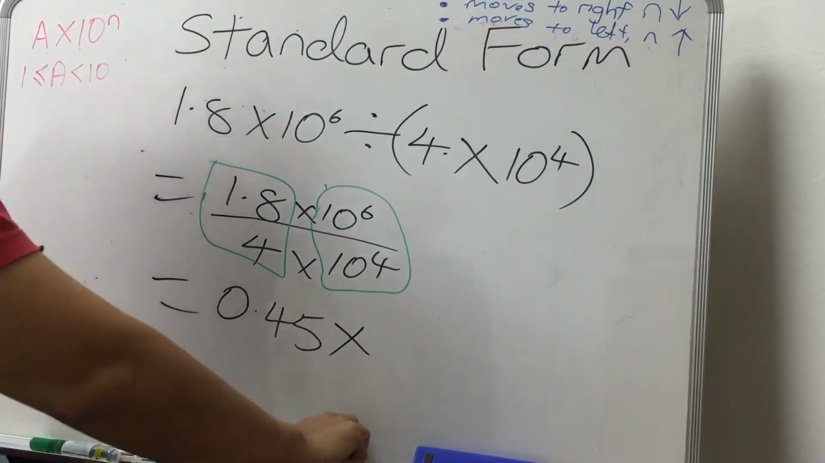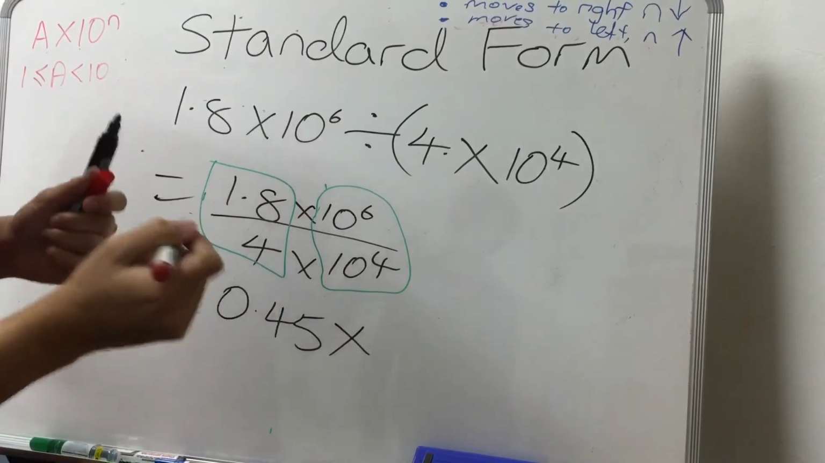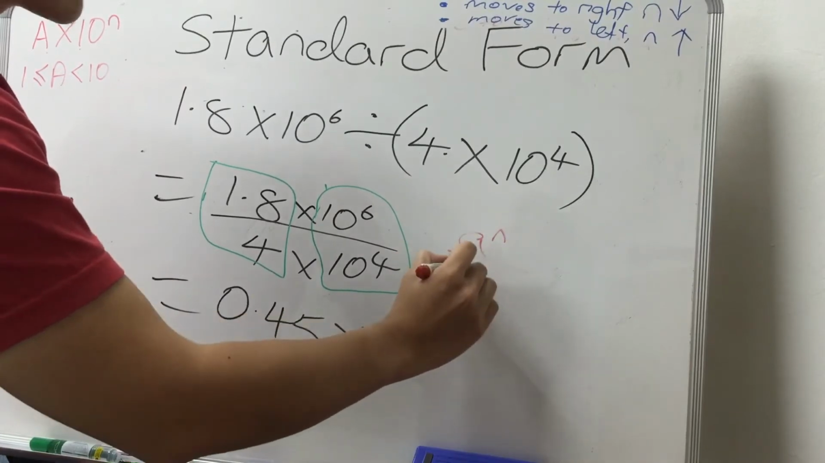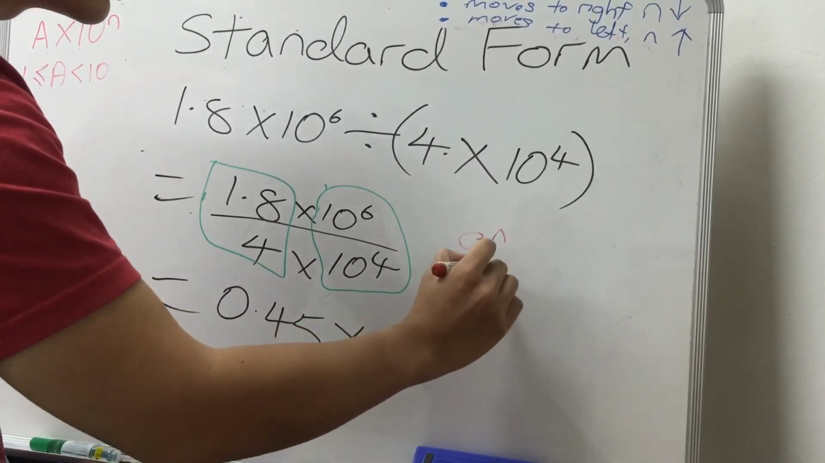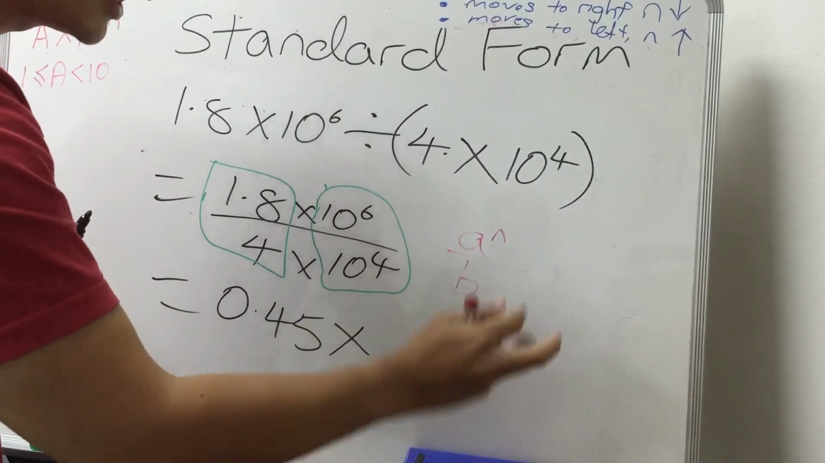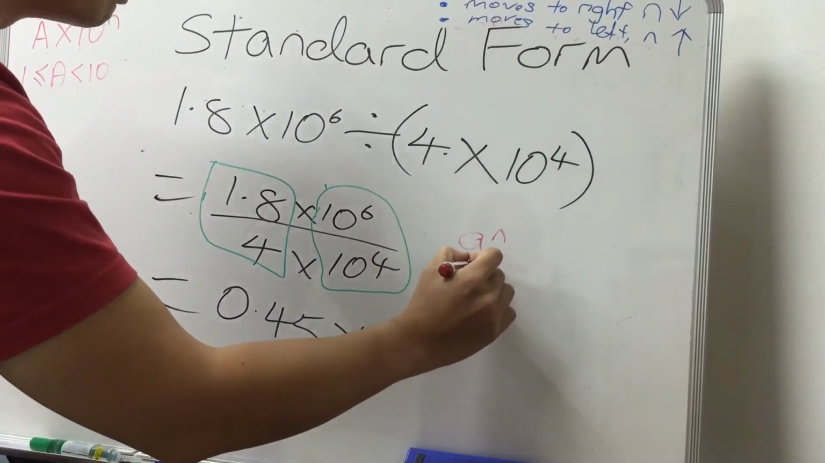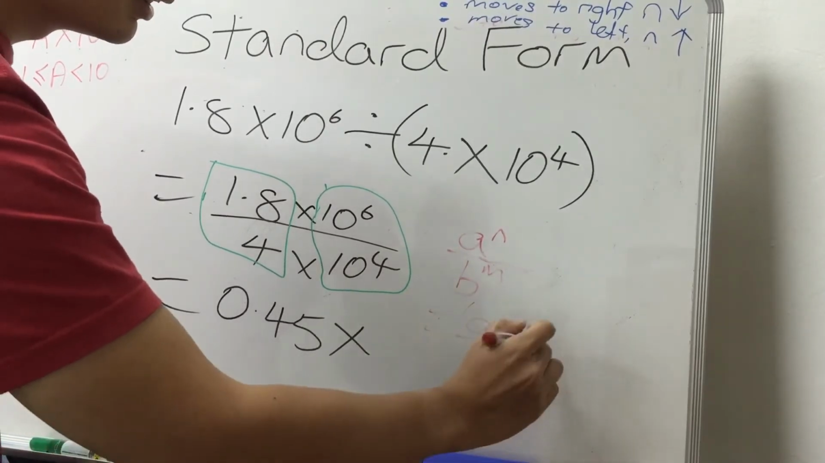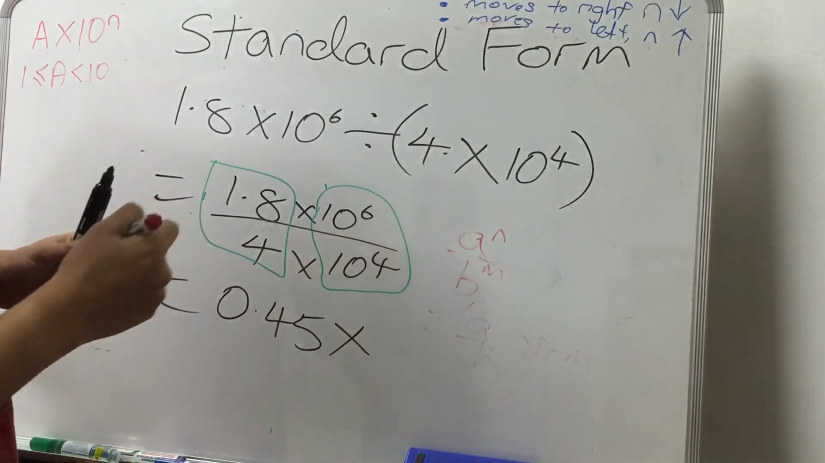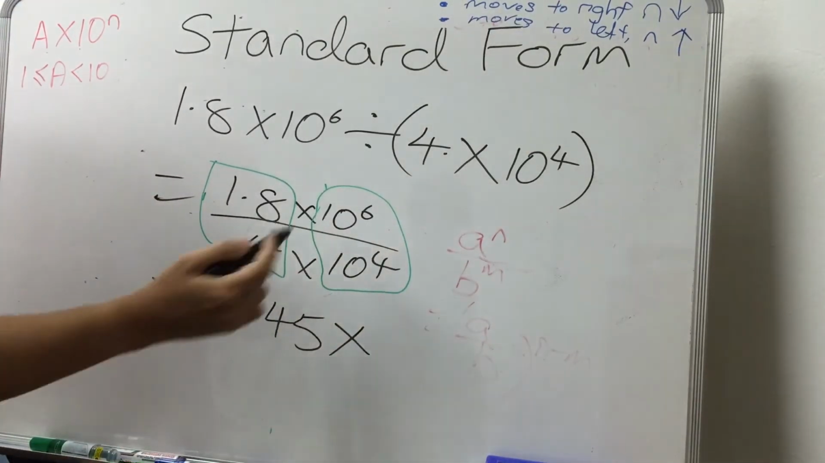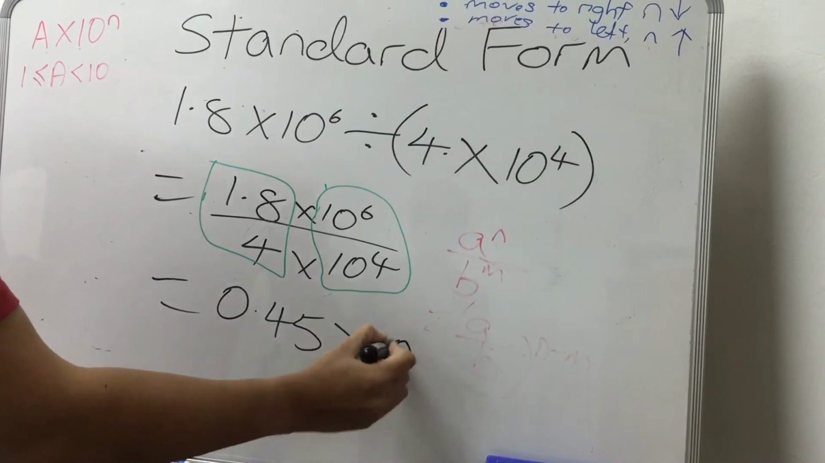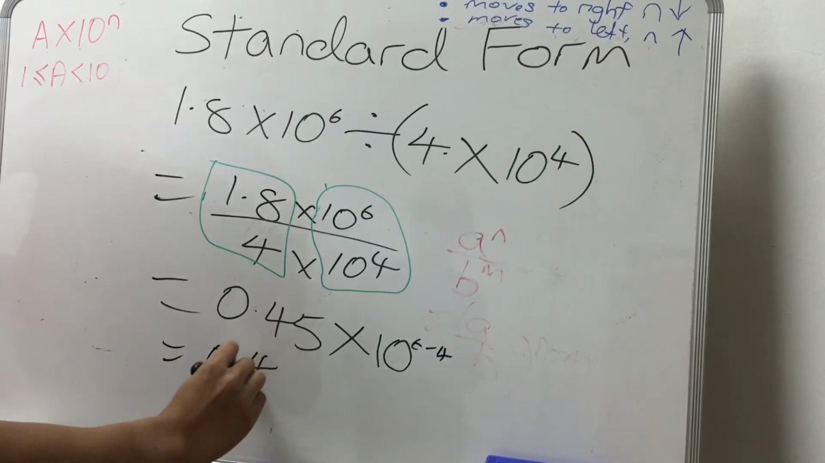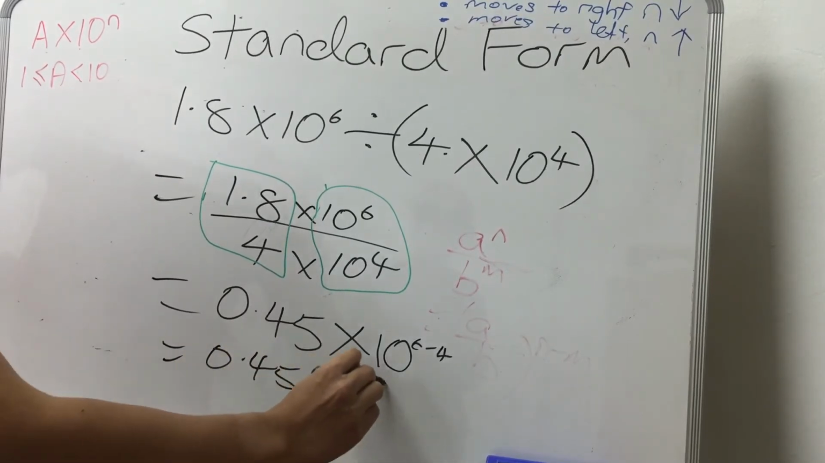So remember from your indices chapter, refer back to the video on indices for more details. So when you have a to the n divided by a to the m, what you will have is a to the n minus m. So over here you have 10 to the 6 over 10 to the 4, you should have 10 to the 6 minus 4. So this is 0.45 times 10 to power 2.